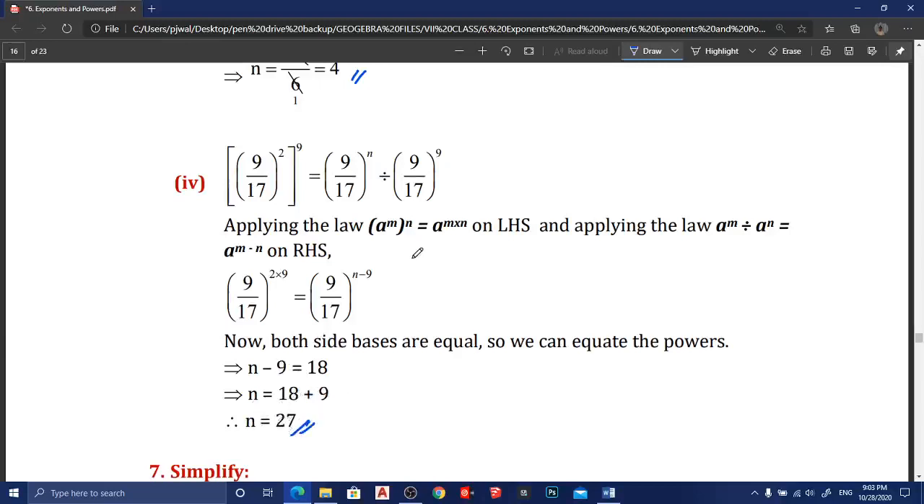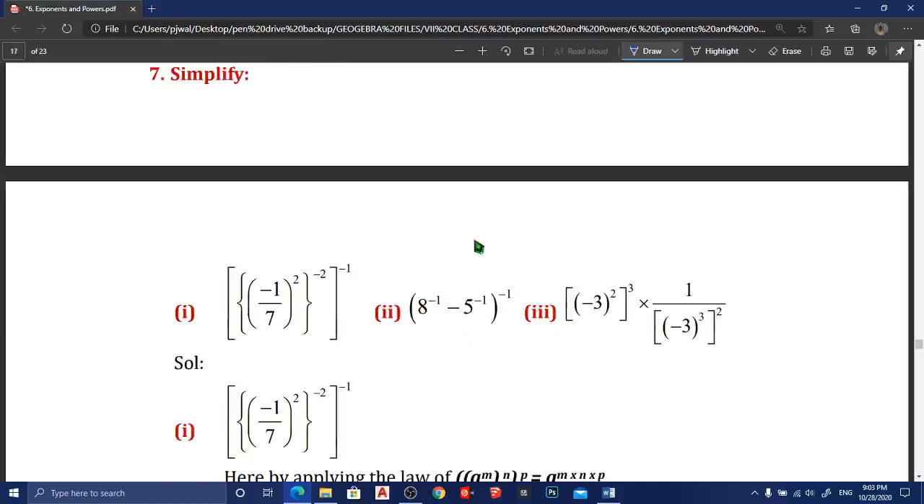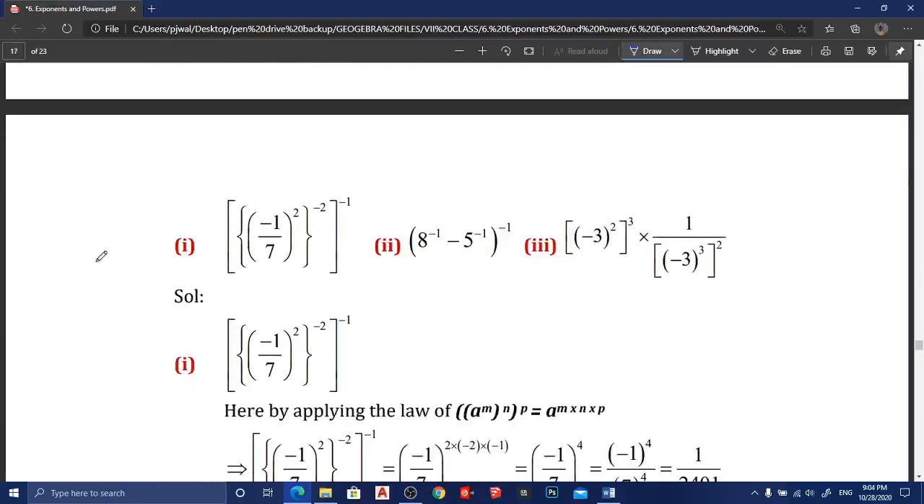So up to here, 6th main is over. Next, 7th main is simplification. So here you have to simplify the given expressions.